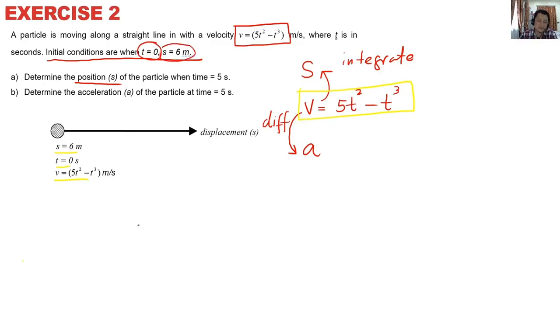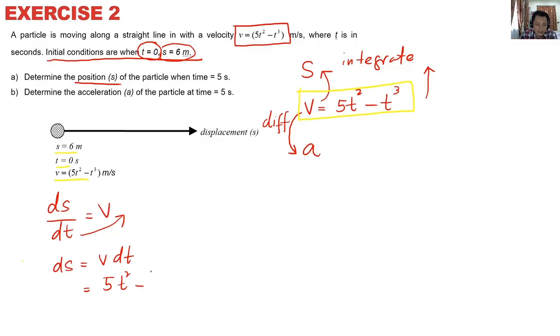So probably let's look at it a bit. You are here, you're trying to find the position. You need to integrate. So you know that ds over dt is equal to v. Bring this over here, you're gonna get ds is equal to v dt. So you gotta plug in this thing, 5t squared minus t cubed dt is equal to ds.